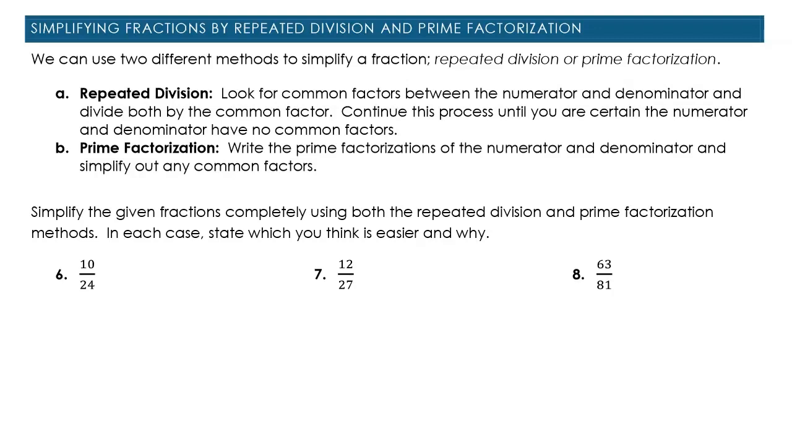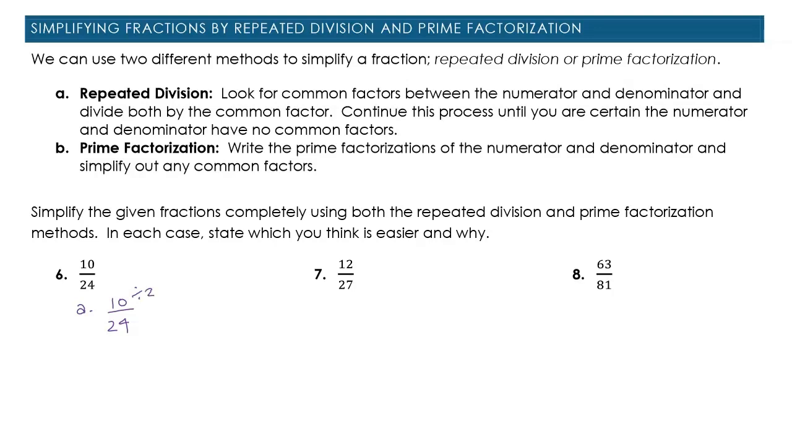Let's start by doing problem 6. Problem number 6 is 10/24. And I'm first going to use repeated division. With repeated division, you could start with any common factor and just keep going till there's no factors in common. The factor I see in common here is going to be 2.